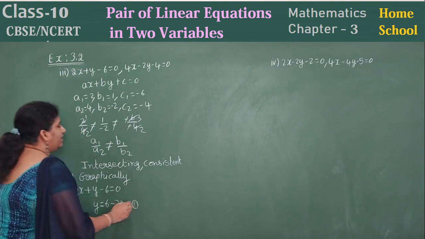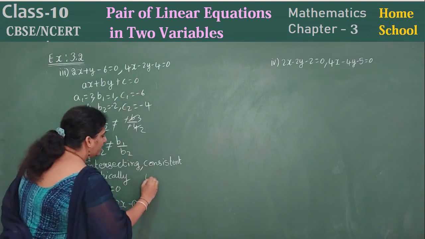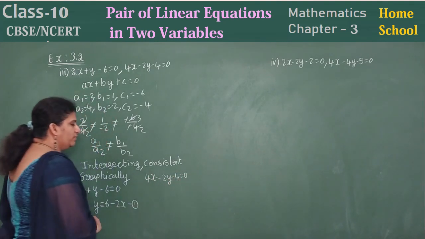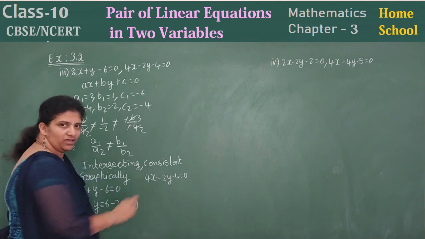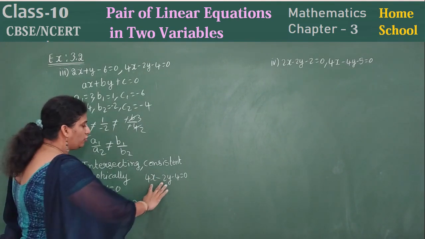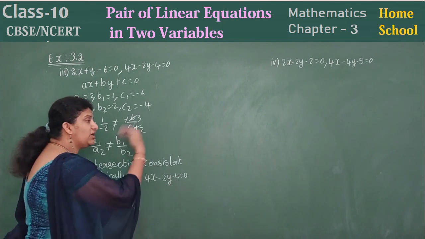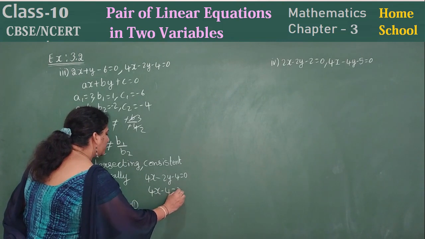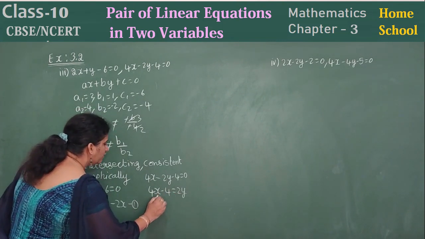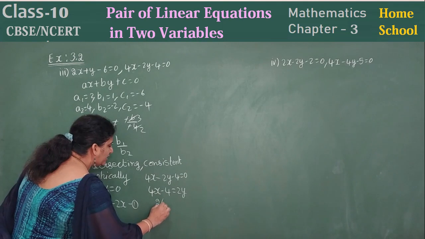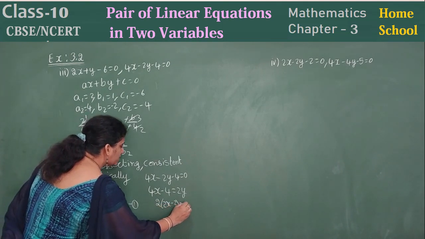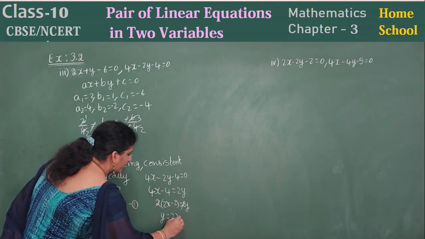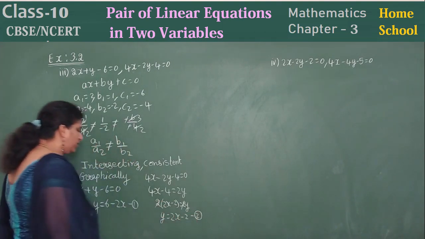Let me mark this one. And then second equation, take here 4x minus 2y minus 4 equal to 0. So observe here, y is negative, then you don't disturb these two. You send the y value to the other side. That makes 4x minus 4 is equal to 2y. And if you want, you can take two common, children: 2x minus 2 is equal to y, the 2 will be cancelled. Then y is equal to 2x minus 2. That is your second equation.